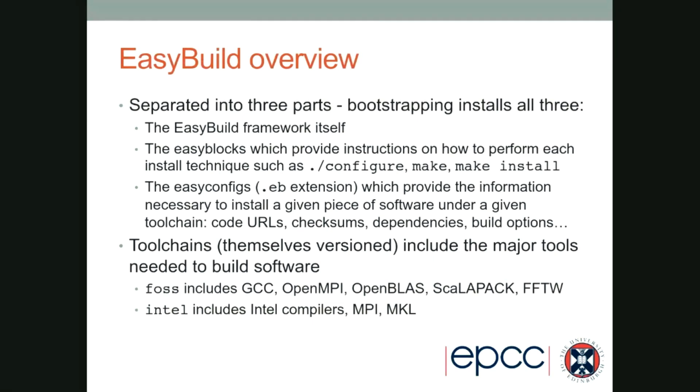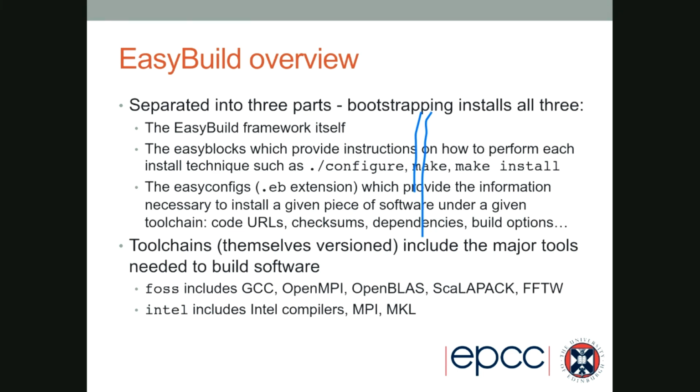EasyBuild builds will each require a toolchain. And each of these, so there are two I've listed, which are the main ones that you'd be likely to come across, are FOSS and Intel. And you can see that these provide the general compilers and libraries that you would need to use when installing some simulation software or support library. In particular, what you want are GCC, a compiler, MPI, numerical libraries.